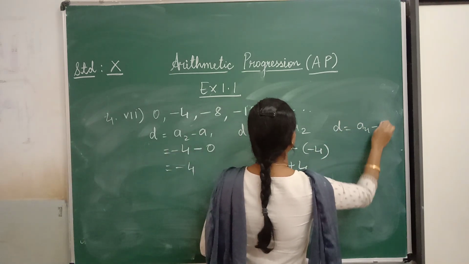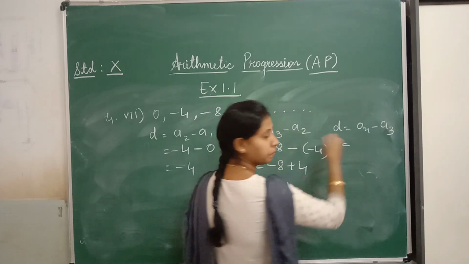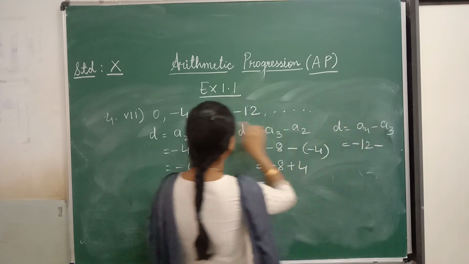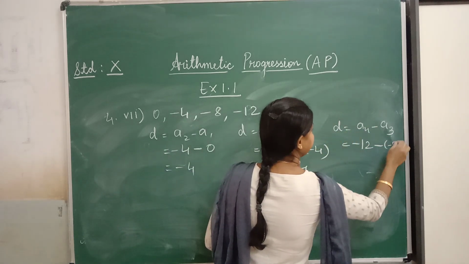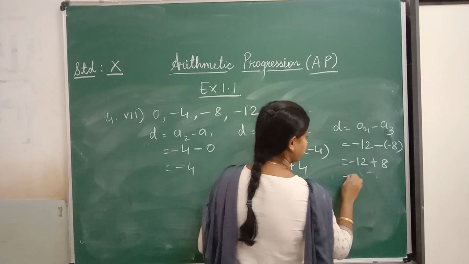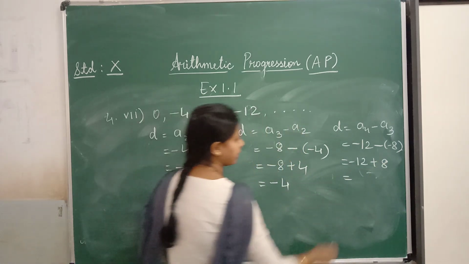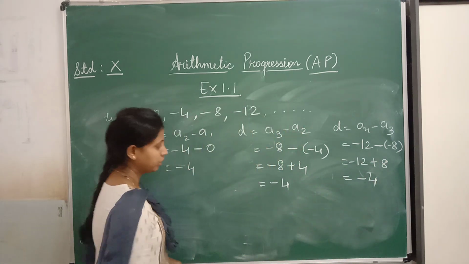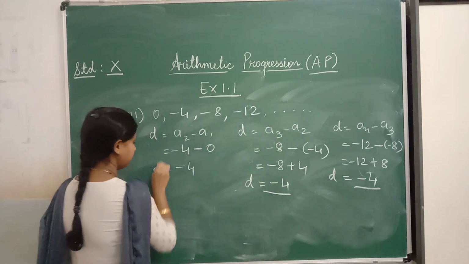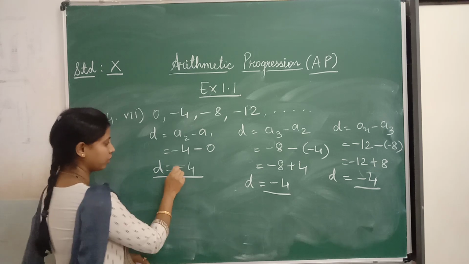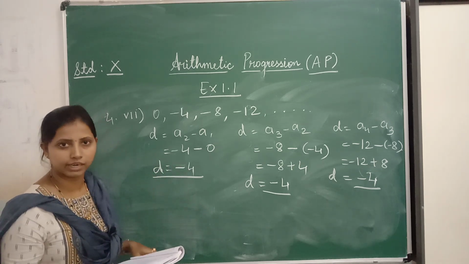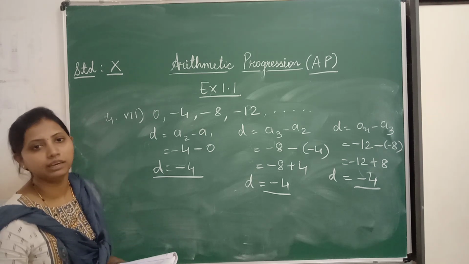A4 minus A3. A4 is minus 12, minus of A3 which is minus 8. Minus 12 plus 8 is again minus 4. So you can see everywhere the difference is minus 4. So it is constant. Common difference is constant. Therefore, it forms an AP.